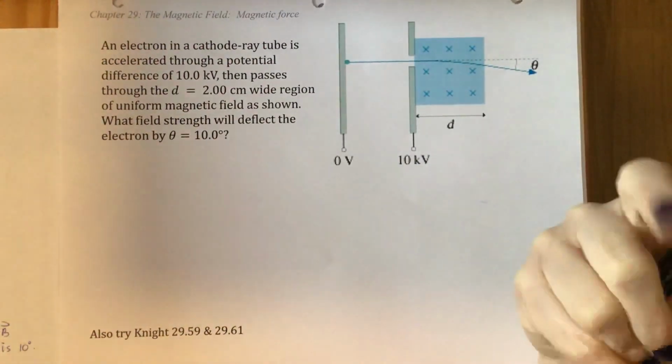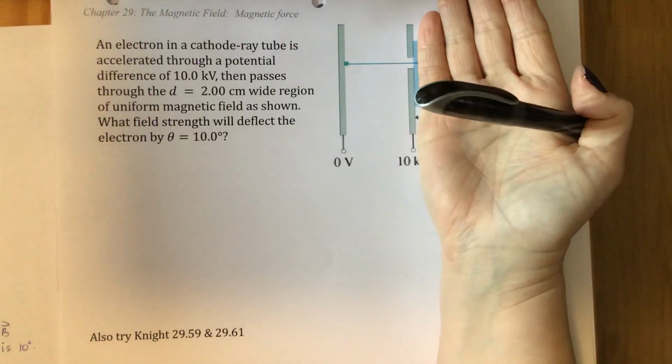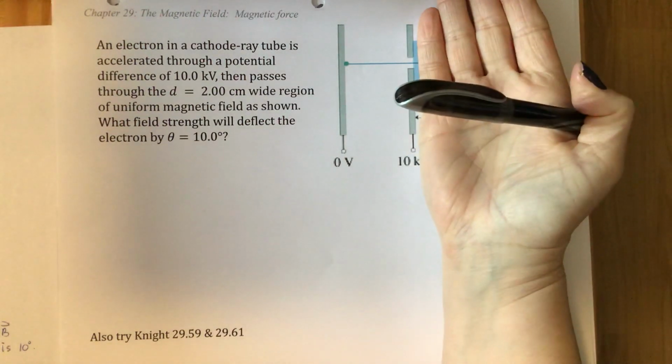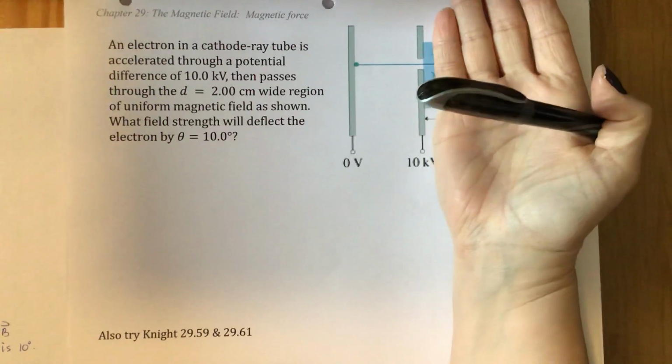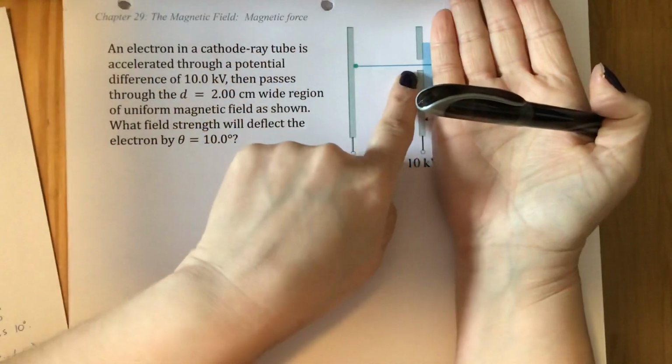So that's a pretty standard problem that we did back in chapter 26, I think, maybe 25. It's a conservation of energy problem. Starts here, is not moving, ends up over here, gets accelerated by the field, and it is moving, so we can find the speed here.